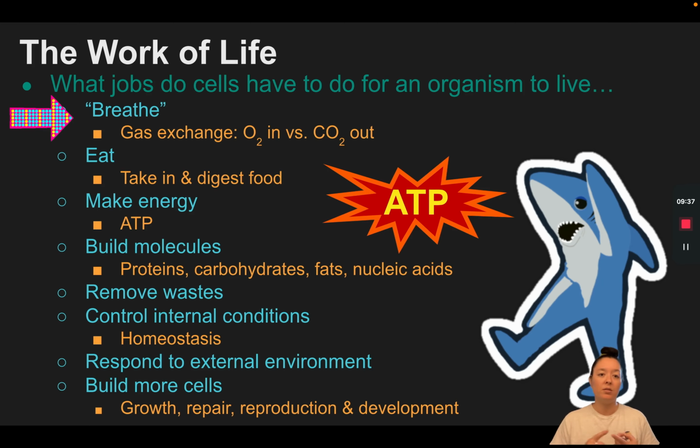So cells have a lot of jobs to do. They help us breathe. Both plants and animals breathe. They help us eat. They help us make energy, build molecules, like our macromolecules. They help us remove waste. So when we're going through some cell processes, we oftentimes create waste of some sort. They help us control our internal conditions or homeostasis. They respond to external environment stimuli. And of course, they need to build more cells. They need to repair things if things get broken. So they have a lot of jobs to do.